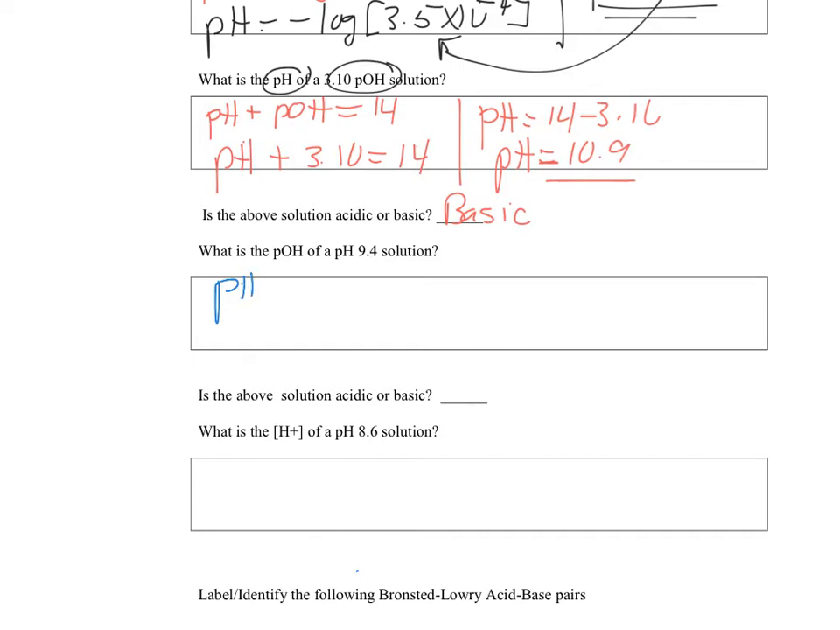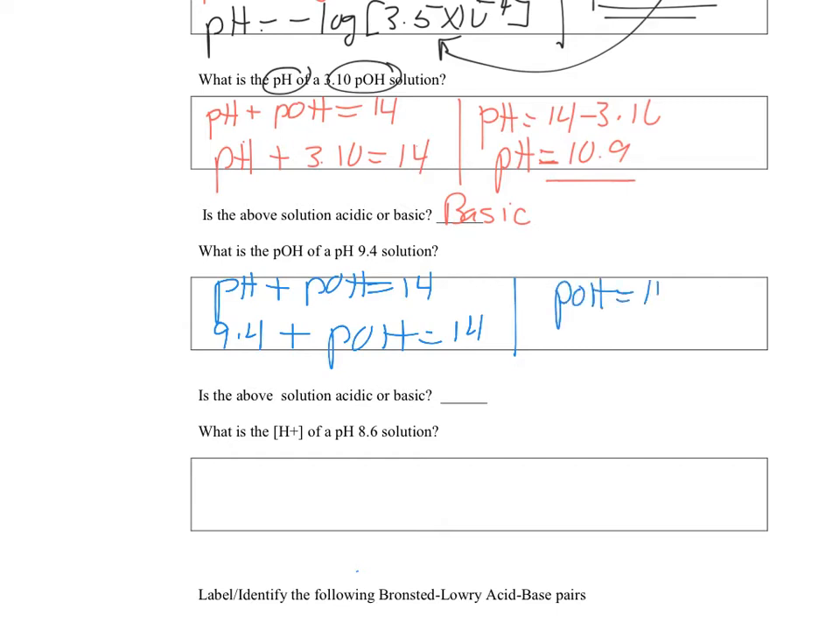The formula is still the same, pH plus pOH equals 14. This time they're giving you the pH, so 9.4 plus pOH equals 14. To solve, we have to say 14 minus 9.4. So let me write this another way.